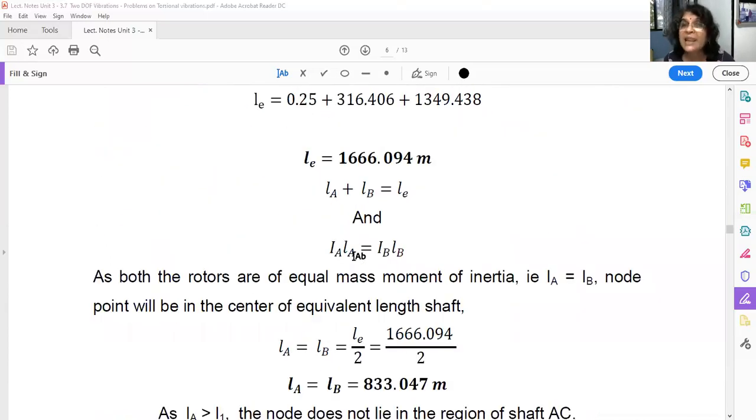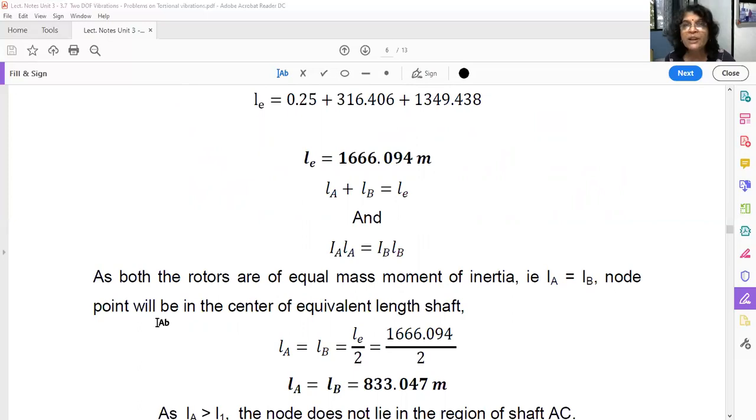Okay, so from that equation, we know that IA LA is equal to IB LB. It is always the case for any two rotor system. So, solving these two simultaneous equations, we can get the values of LA and LB. As both the rotors are of equal mass moment of inertia here, IA is equal to IB, both the rotors having the same mass.